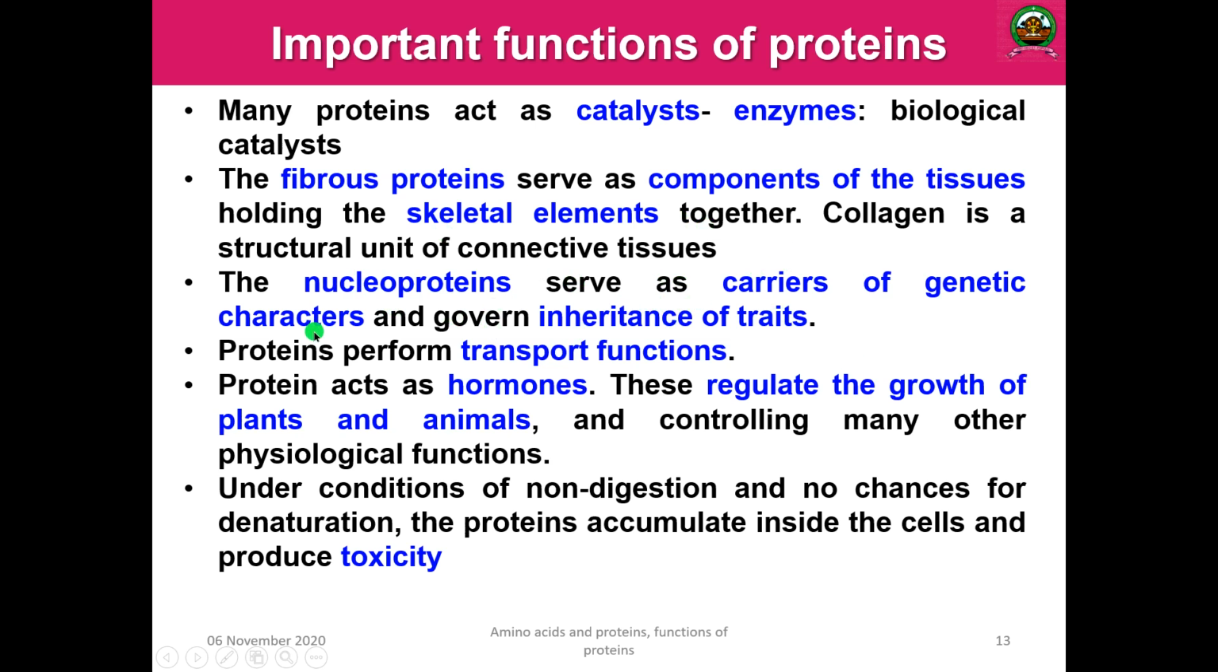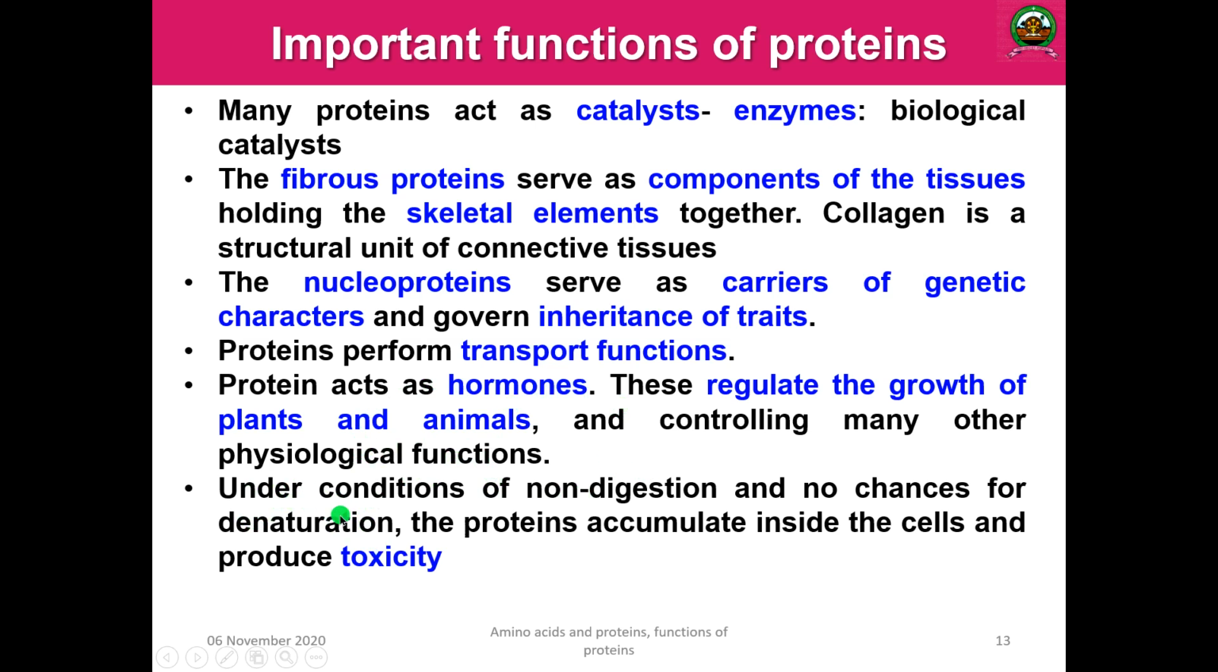It will transmit. Then protein can perform transport function, as I said. Then protein can act as hormones, as I said. So many hormones, protein can produce. They can act as hormones. Then this can regulate the growth of plants and animals, and they can control several physiological functions in our body.